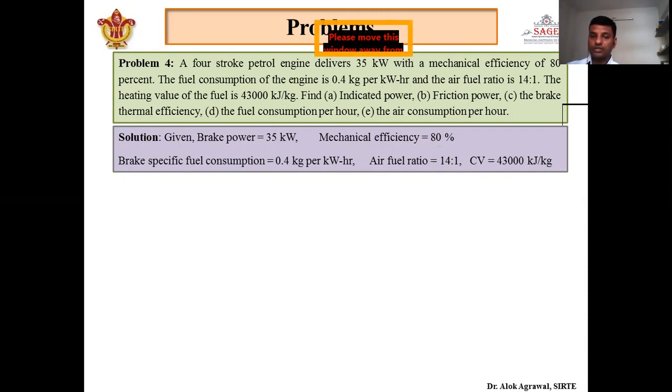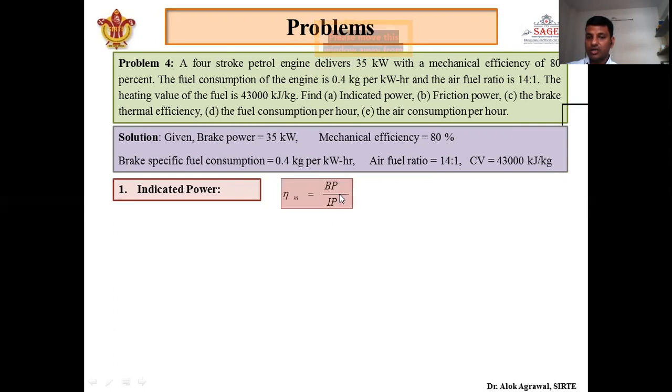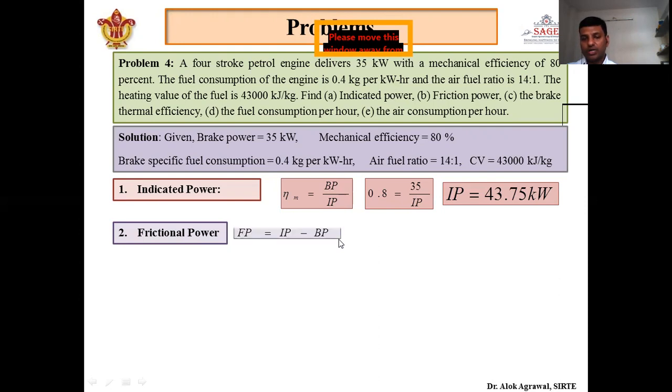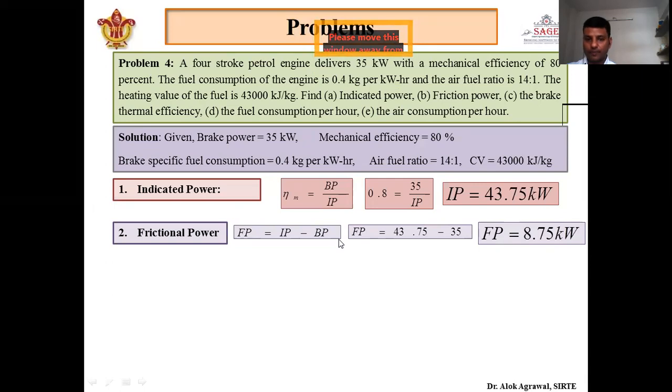First is indicated power. It is given that mechanical efficiency is 80% and brake power is given. We know that mechanical efficiency is brake power by indicated power. Two things are known and one thing is asked, that is indicated power. It can easily be calculated by substituting the values. We get indicated power as 43.75 kilowatt. Next is friction power. We know that friction power is the difference between indicated power and brake power. So it will be 43.75 minus 35, that is 8.75 kilowatt.